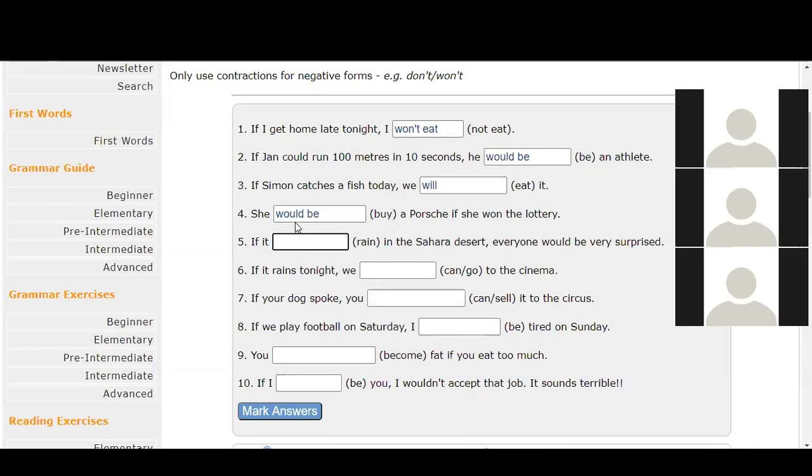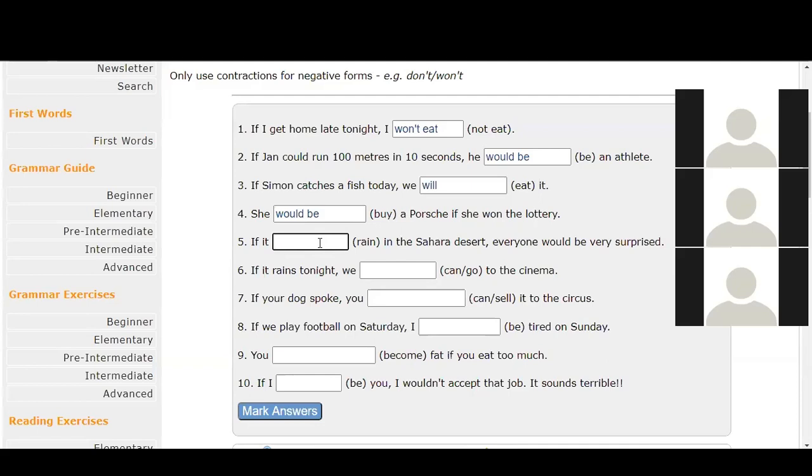Could. No. Could rain. No. Já nechci říct, pokud by mohlo pršet. Já bych chtěl říct, pokud by pršelo. Pokud by pršelo. Exactly, all right? So was rain.